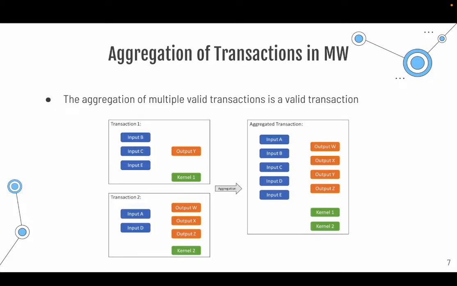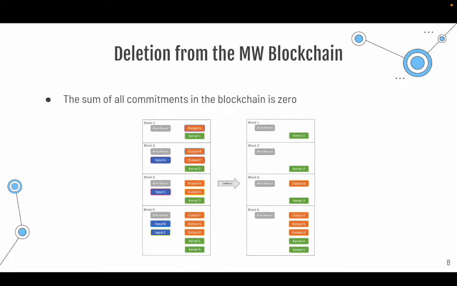So the sum of commitments in each of those transactions is 0. Therefore, if we combine all those transactions, the sum of commitments in the resulting transaction would also be 0, which means that a block in MimbleWimble blockchain can be interpreted as an aggregated transaction. We can also observe that the sum of all commitments in the blockchain is 0.